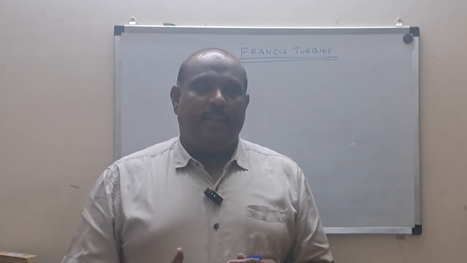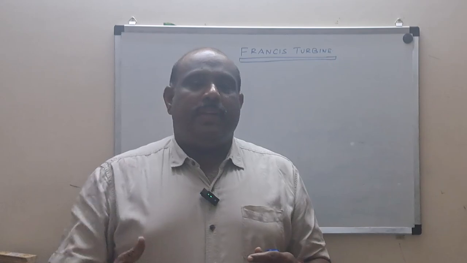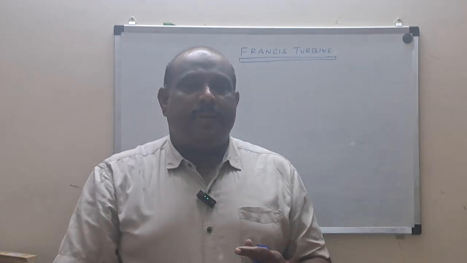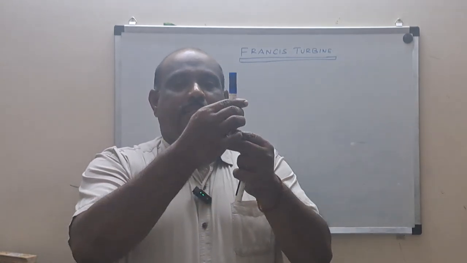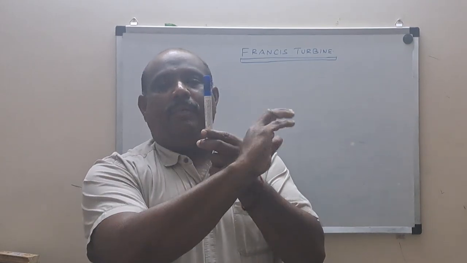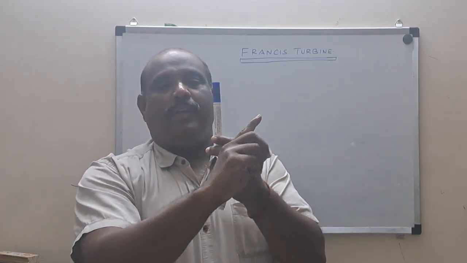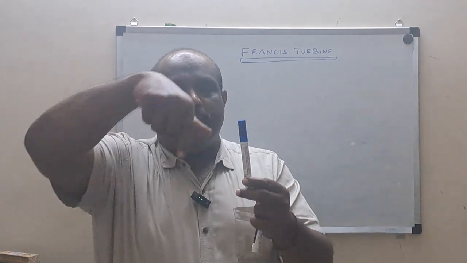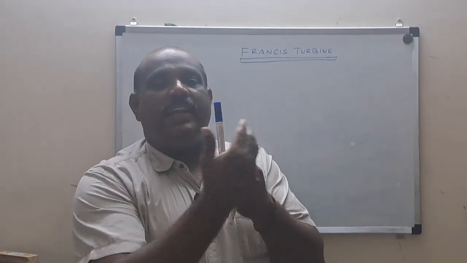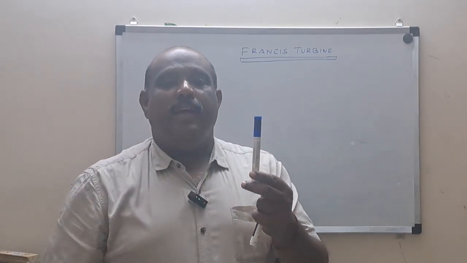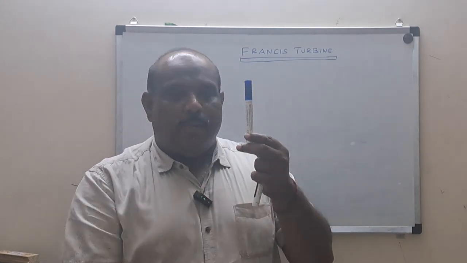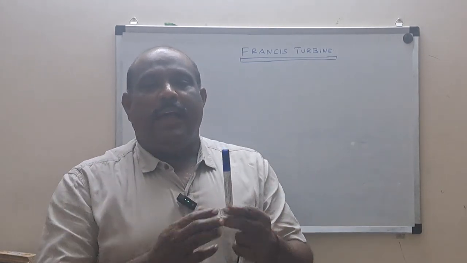In this Francis turbine, the inlet to the turbine is radial. What is meant by radial? If I have a shaft like this, and here I have the runner blades surrounding this shaft, then the water will be entering in all the 360 directions. It is called a radial inlet. And where is the water going to come out? It is going to come out axially.